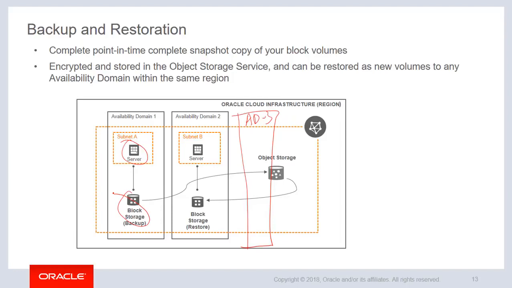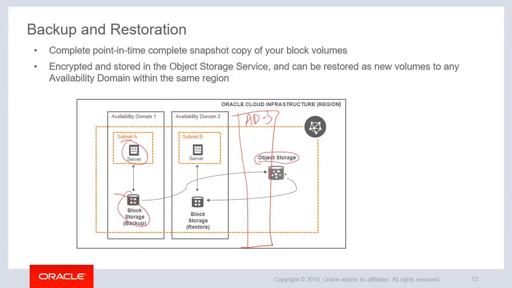What you could do is create a backup of this block volume, and the backup actually goes and is stored in object storage. It's encrypted and stored in the object storage service, and the advantage is you can restore from this backup any new volumes to any AD within the same region.